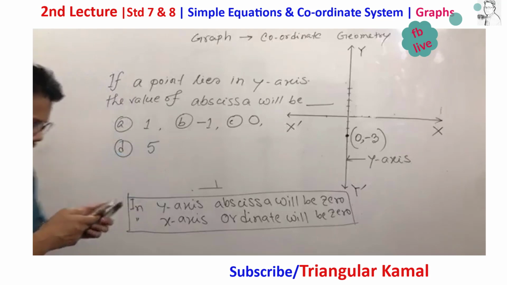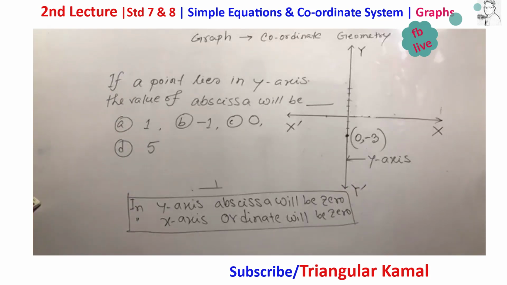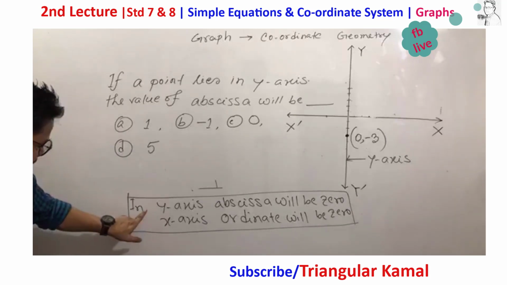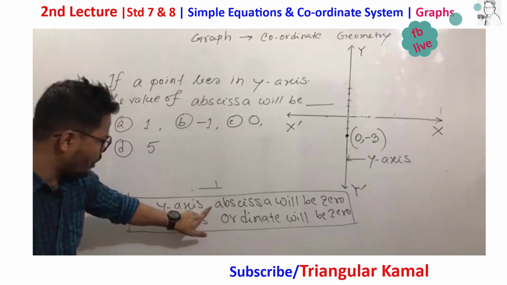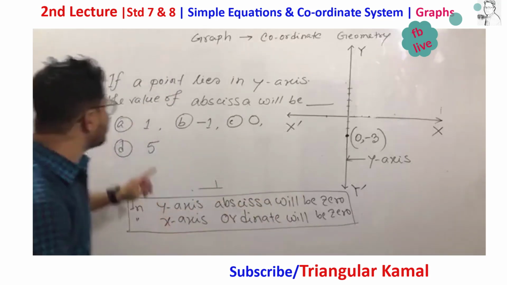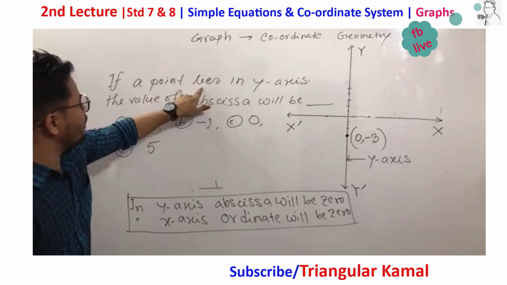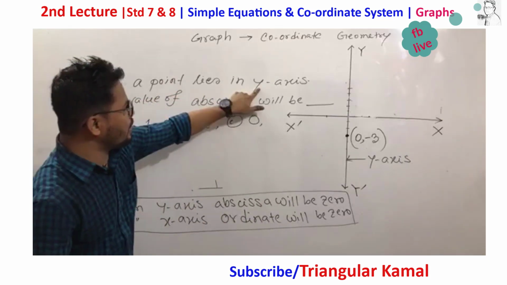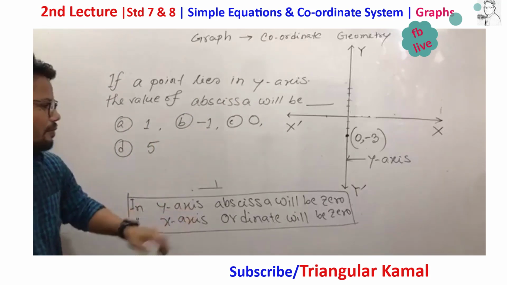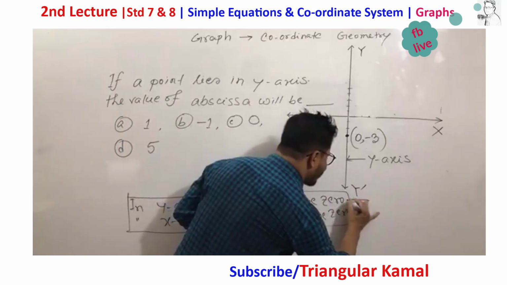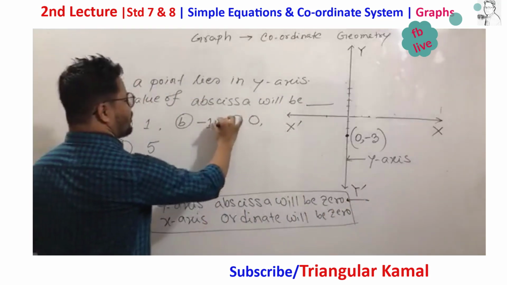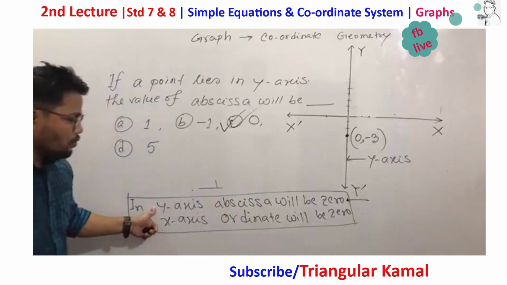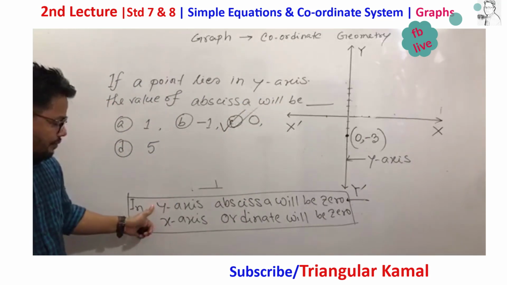Okay, dear students, yes, absolutely right. The answer is C. Just see here, the information is given. In the x-axis, y-axis, abscissa will be 0. Definitely when the point lies in the y-axis, abscissa will be 0. This information is given here. Abscissa will be 0. So these are two most important MCQs here.